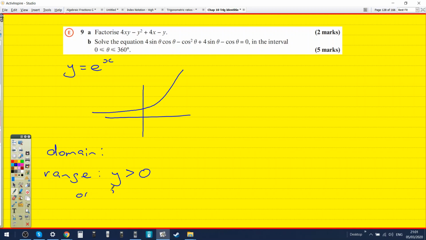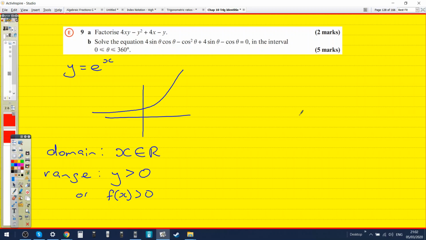Another way to write it would be f of x is greater than 0 because y equals f of x. It's not or equal to because it doesn't reach the line. And so the domain and range are talking about the limits of it. So its limit is basically 0. The domain can be any real number, all the way to the left, all the way to the right.